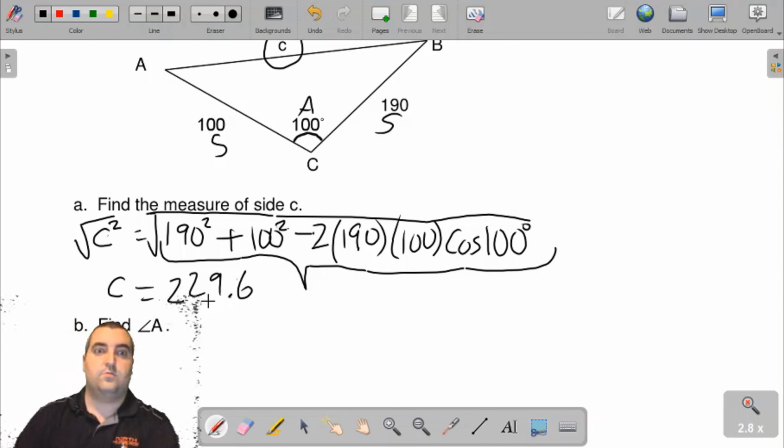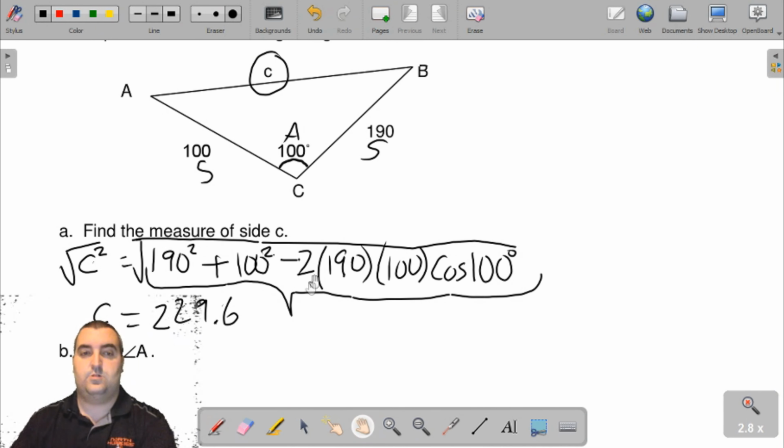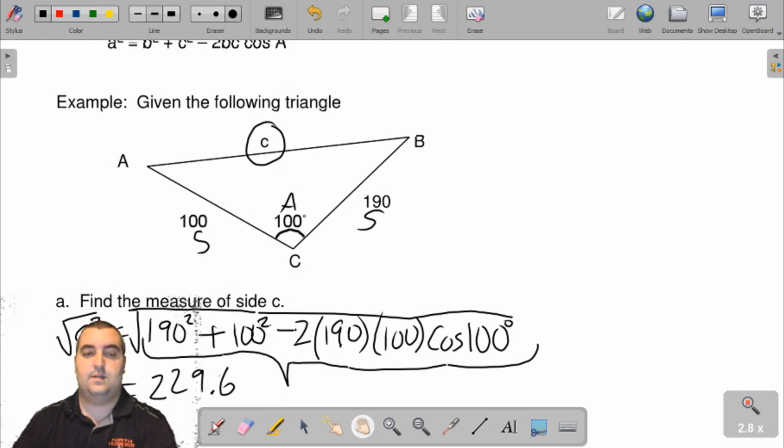Your calculator knows order of operations, so if you just type the square root of this whole thing, you'll get your answer. Don't try to break it up. That's where I see most mistakes happen. Alright, so at this point, we now know in this triangle that this side is equal to 229.6. Okay, so now the next part is finding this angle.